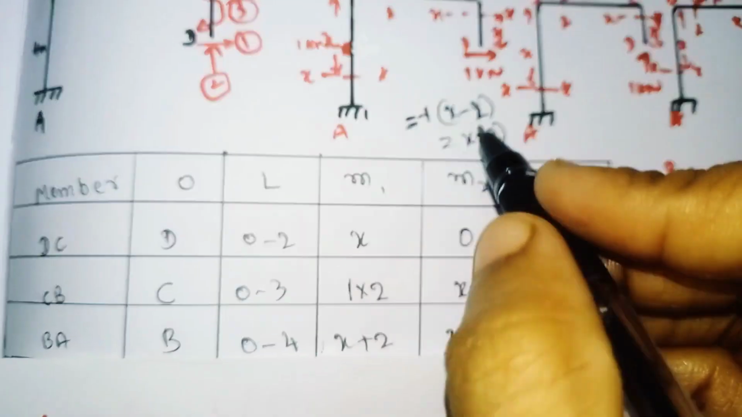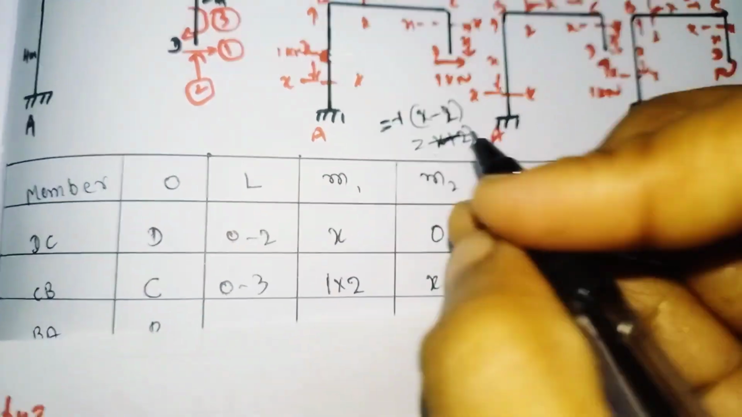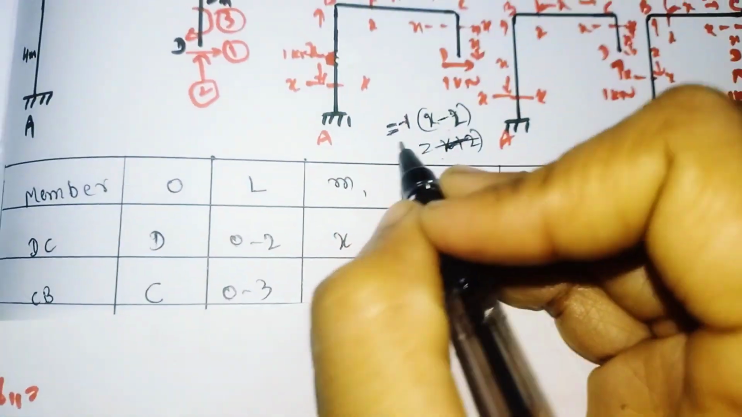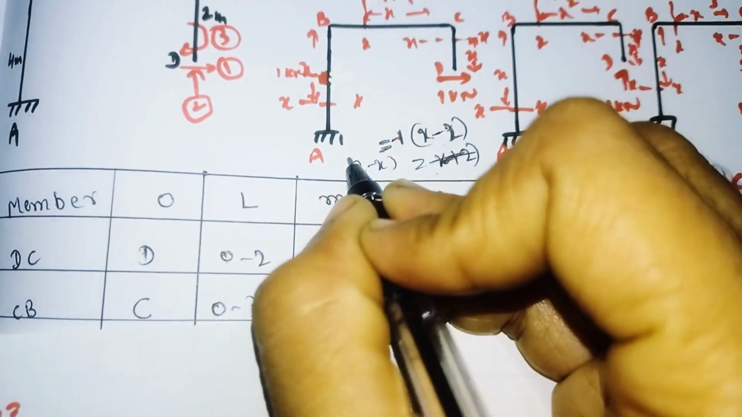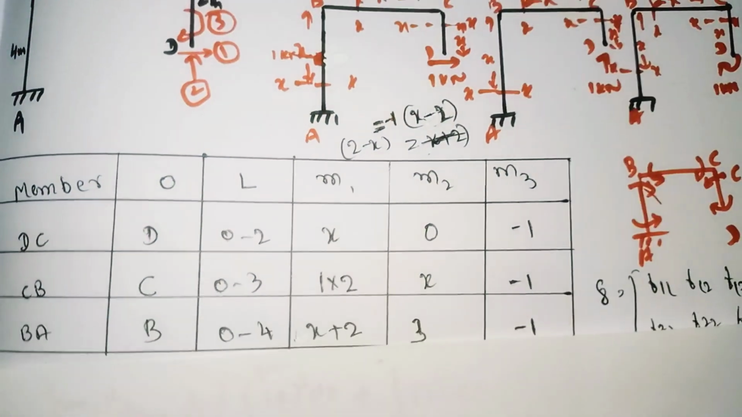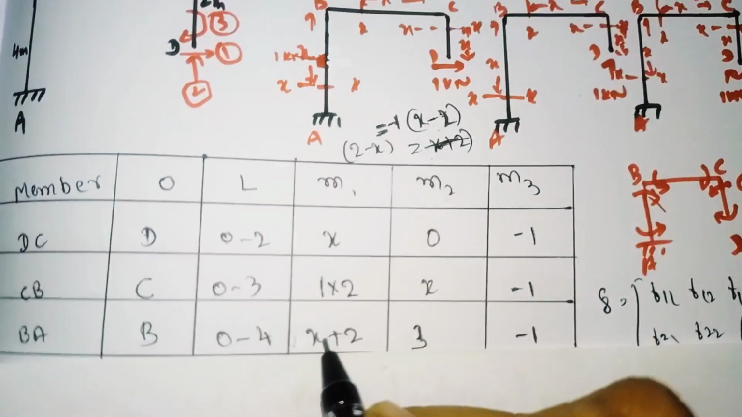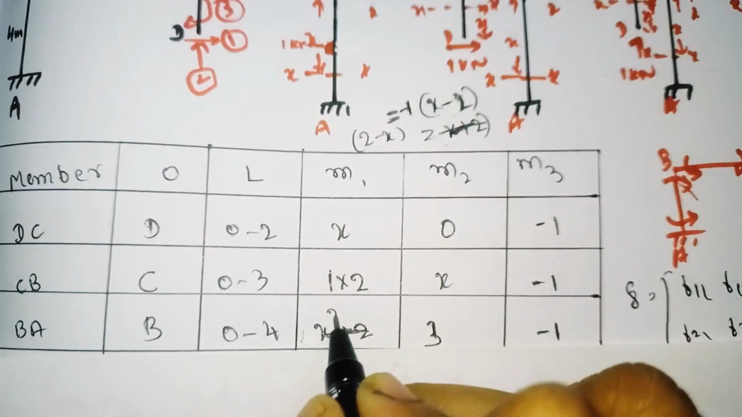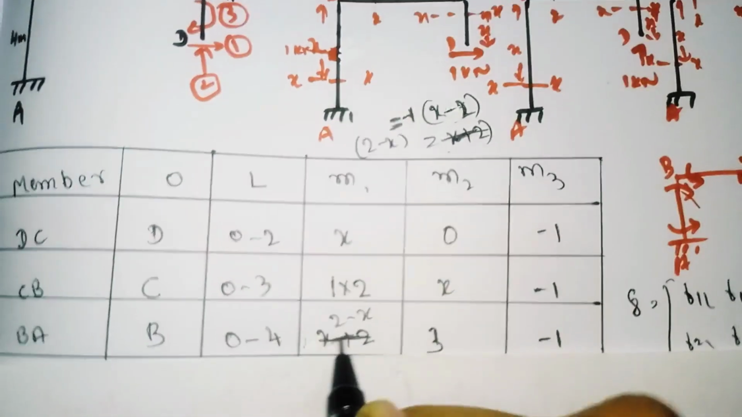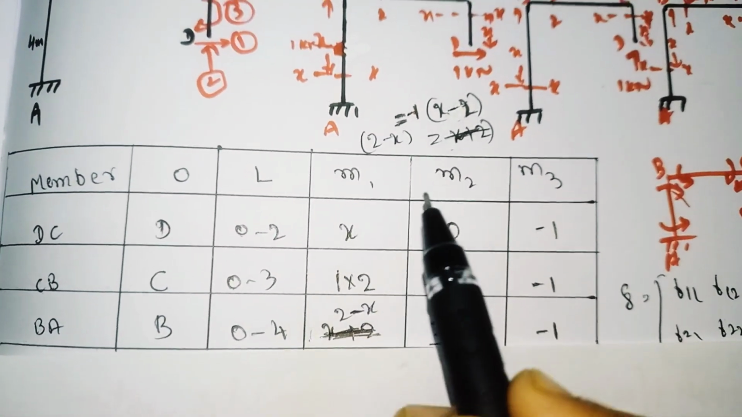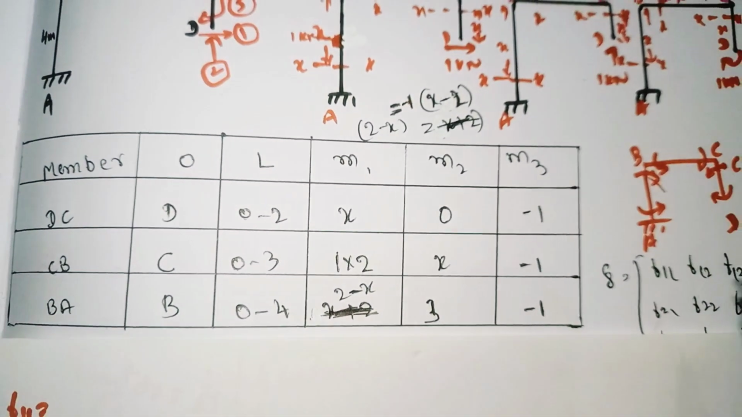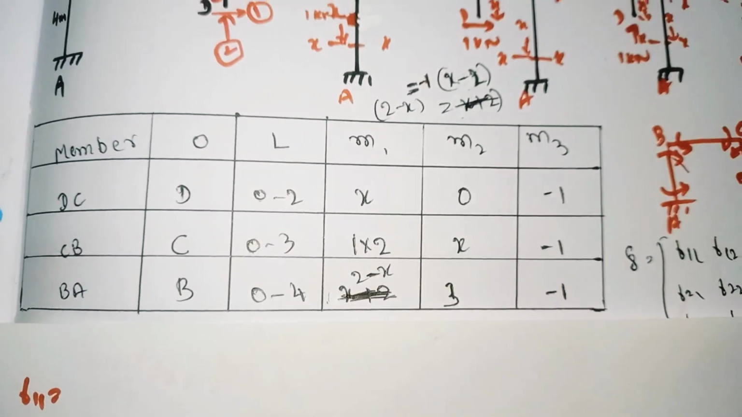See here, this is minus 1, x minus 2. Now it becomes 2 minus x. So minus x plus 2 becomes 2 minus x if you multiply minus 1 inside. So write it here, 2 minus x. Make it as 2 minus x. For BA, the M1 value will be 2 minus x. So now we'll solve F11.